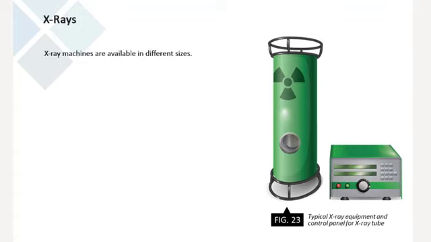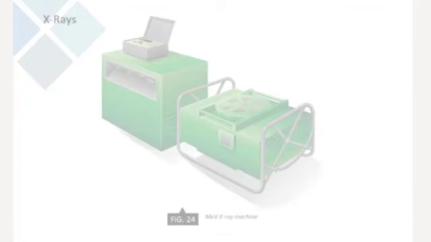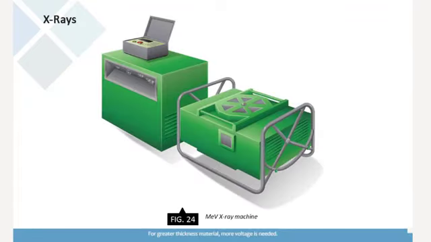X-ray machines are available in different sizes to suit the needed penetrating power. The figure shows a 300 kV X-ray tube and control panel. It is capable of producing images through steel weldments of up to 75 mm, or 3 inches. For greater thickness material, more voltage is needed. The figure shows a 4 MeV X-ray machine capable of penetrating up to 300 mm or 12 inches. A safe room is usually built for large fixed X-ray installations. The equipment is cumbersome and somewhat delicate; even the units designed for portability are relatively heavy and awkward to maneuver.